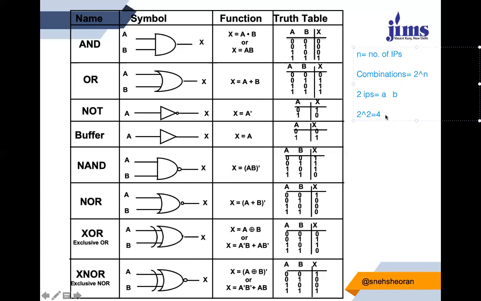We are always going to follow this notation: if there are n number of inputs, the total combinations possible are 2 raised to power n. Now, how have we formed this particular table, the truth table?